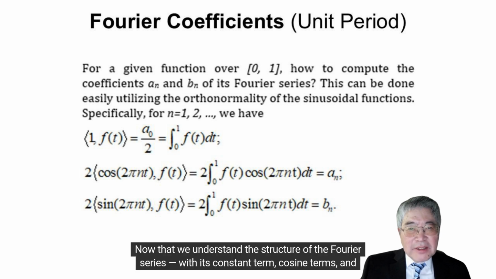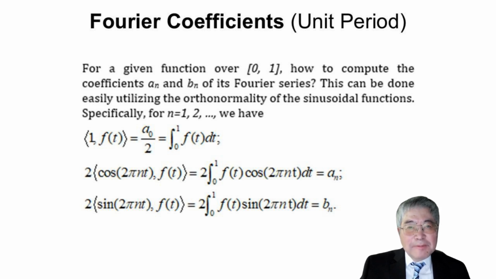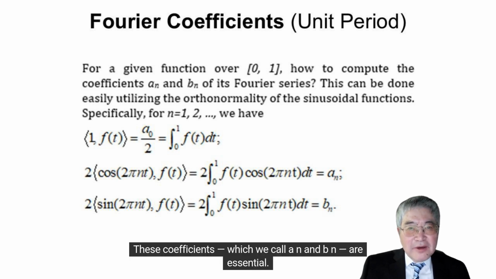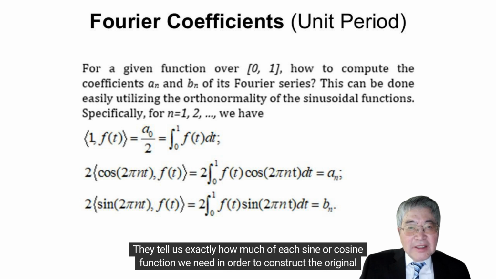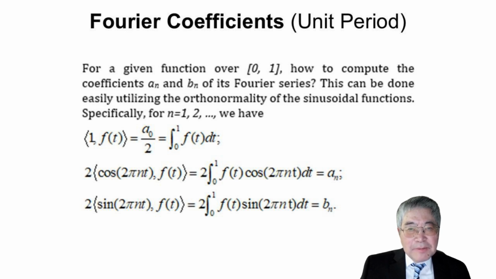Now that we understand the structure of the Fourier series, with its constant term, cosine terms, and sine terms, the next question is, how do we actually calculate the coefficients? These coefficients, which we call an and bn, are essential. They tell us exactly how much of each sine or cosine function we need in order to construct the original function. Think of them like weights. How much of each frequency should be included in our series? So how do we find them?